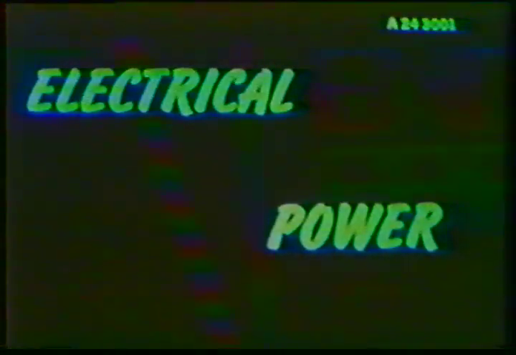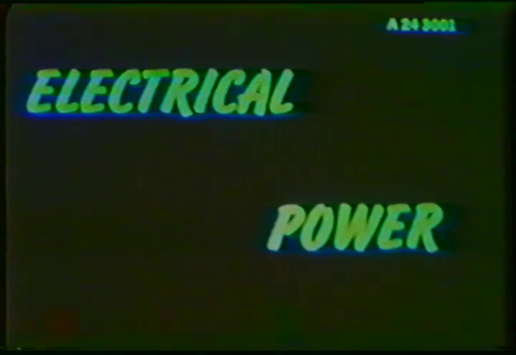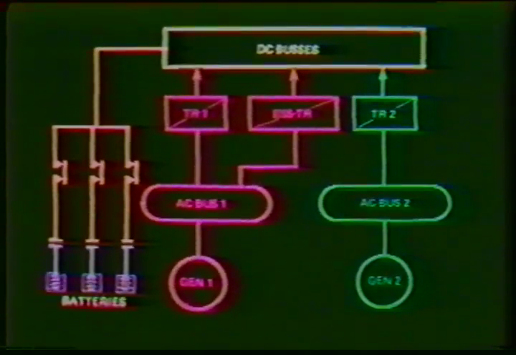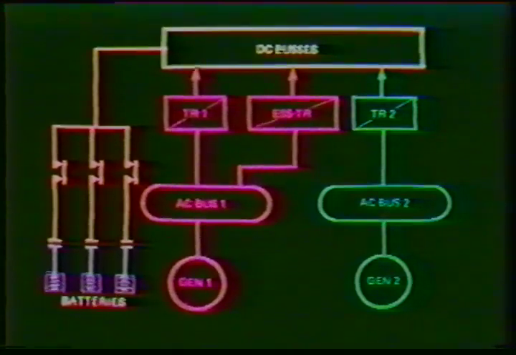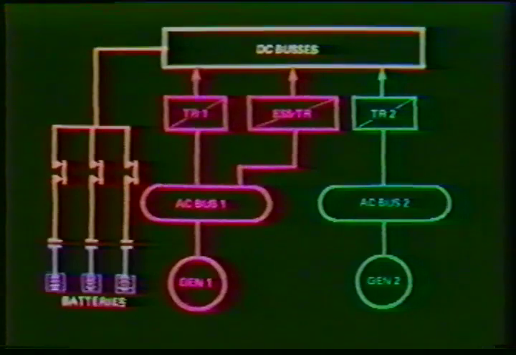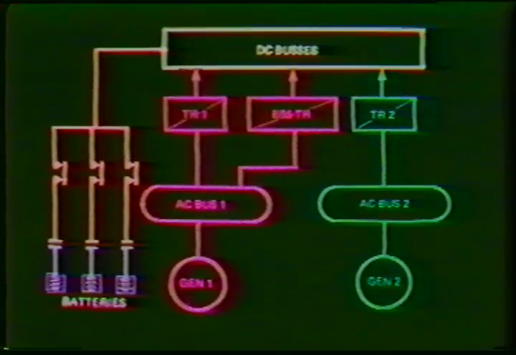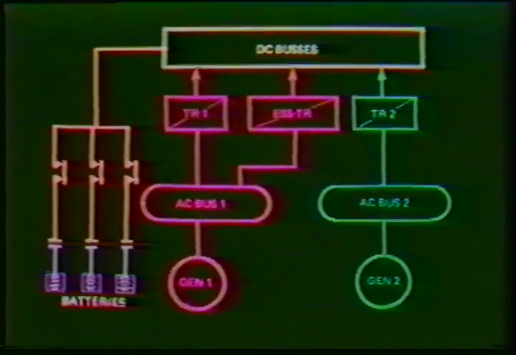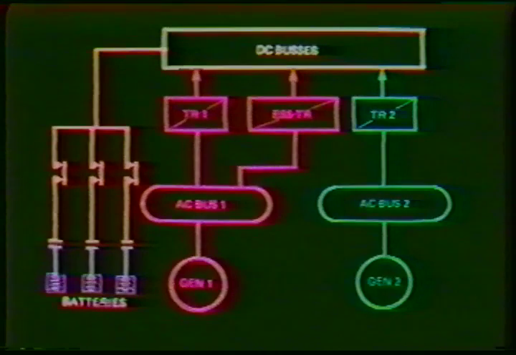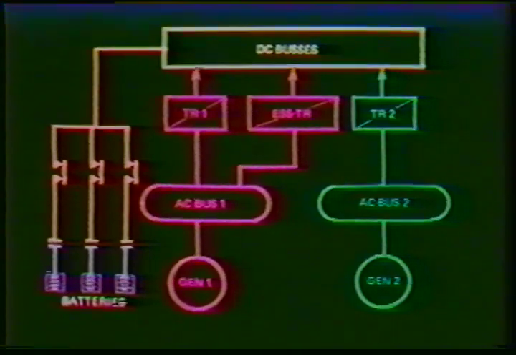Let us discuss the DC generation system now. DC power is delivered by 3 transformer rectifier units rated at 28 volts DC and 150 amps maximum output. AC load bus 1 supplies TR1, AC load bus 2 supplies TR2, and the AC essential load bus supplies the essential TR.